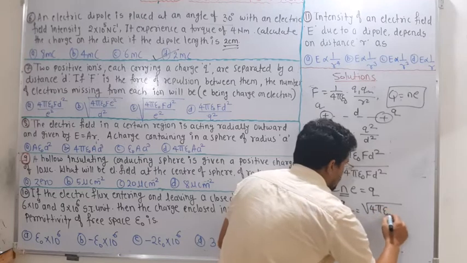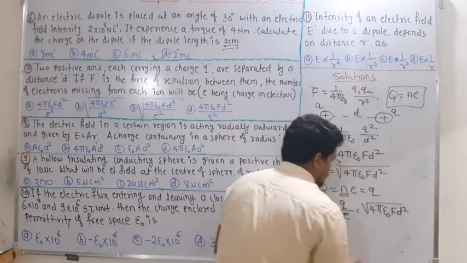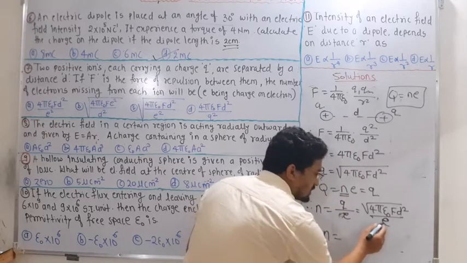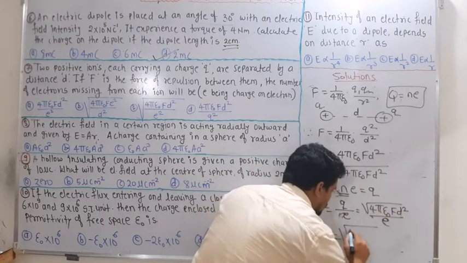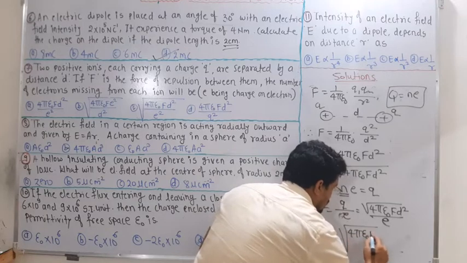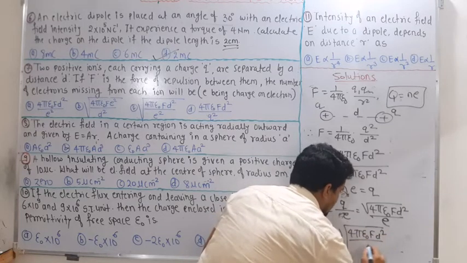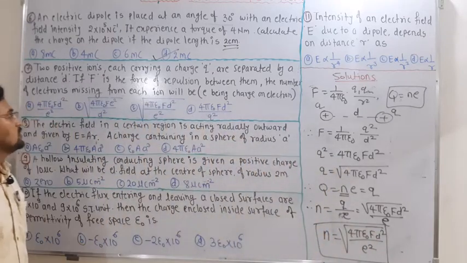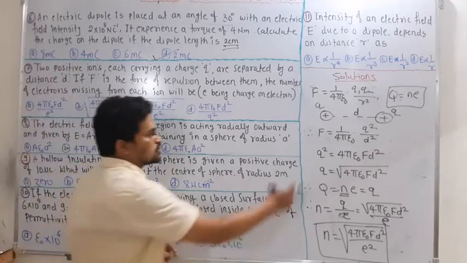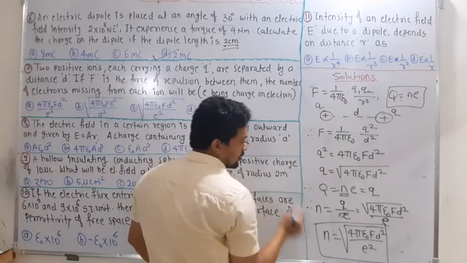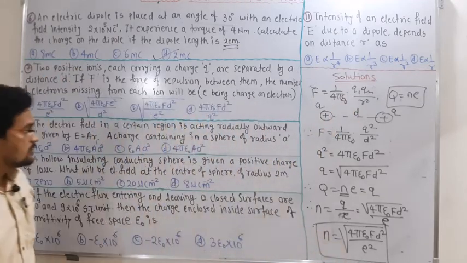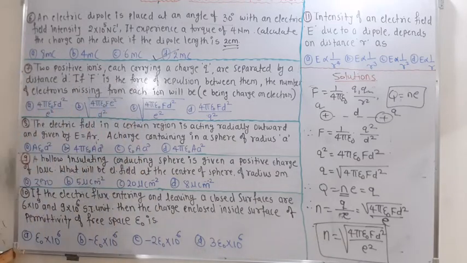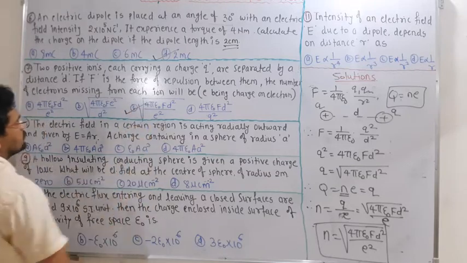Small q is equal to under root of 4 pi epsilon naught F d square, divided by e itself. Therefore n is equal to, take this e inside, under root of 4 pi epsilon naught F d square divided by e square. So these many electrons are missing from that particular ion. If it is positive, it loses some electrons. So this is the solution for the second one. So option is C, correct.